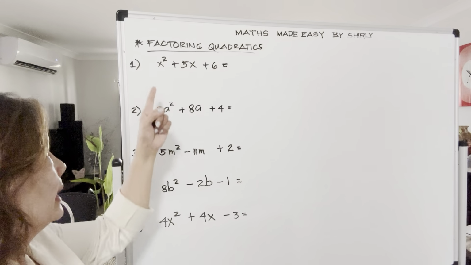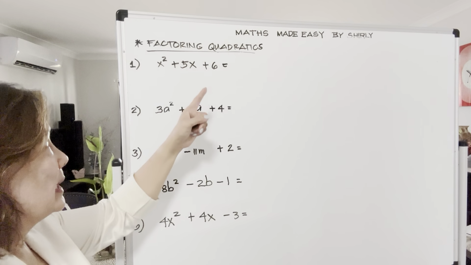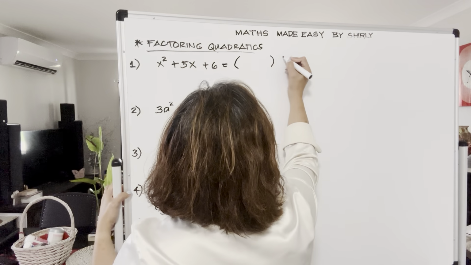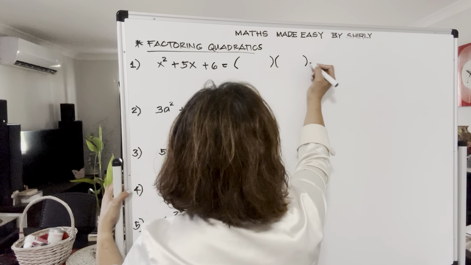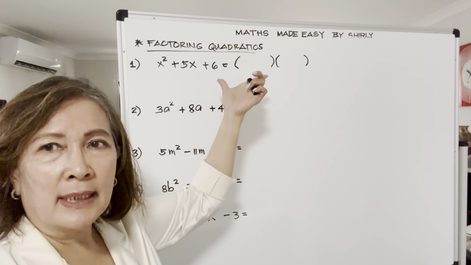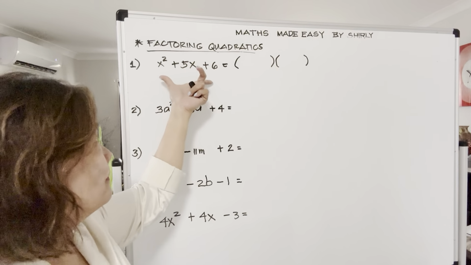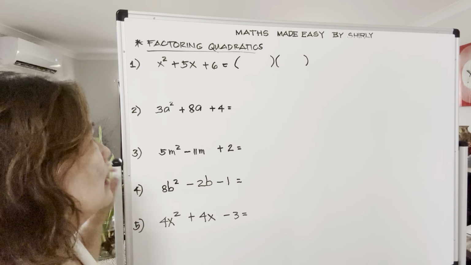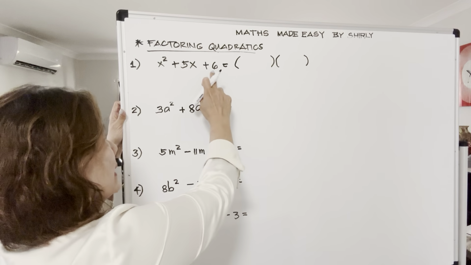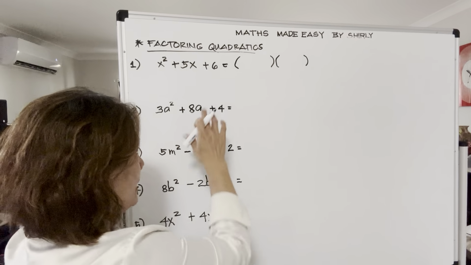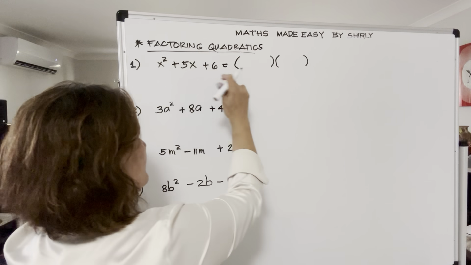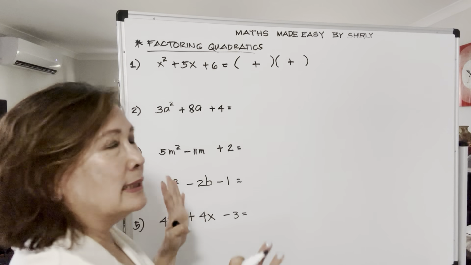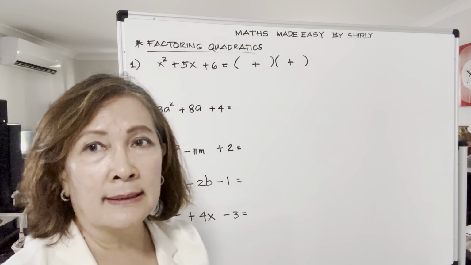Now let's start with x squared plus 5x plus 6. First, we prepare 2 sets of binomials, expecting that the factors of this quadratic are 2 binomials. So next is to check the last term. The sign of the last term is positive. So therefore, we will expect that the 2 binomials are both positive.